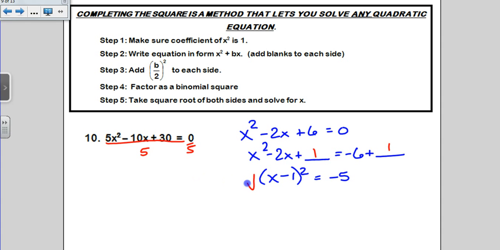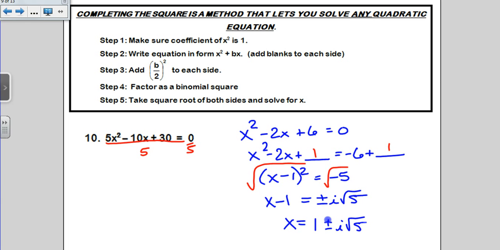And now when I square root both sides, there's not much simplifying I can do other than to pull out the i. So we get x minus 1 equals plus and minus i square root of 5. And then your final answer, when you add the 1 to the other side, is 1 plus and minus i square root of 5.